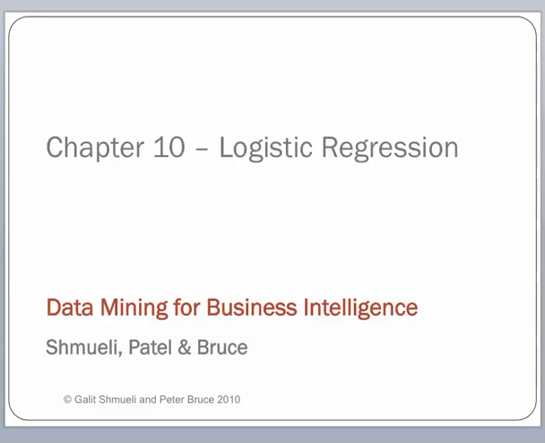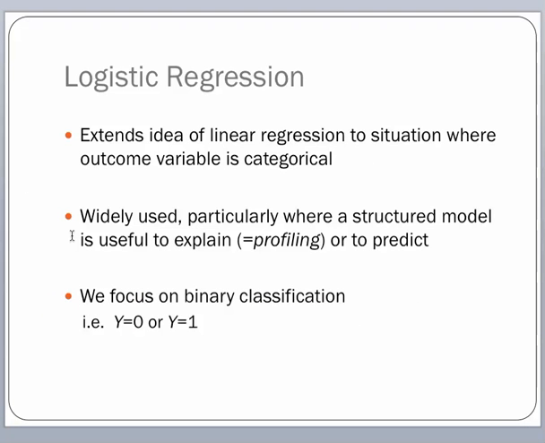Now we're going to discuss the chapter on logistic regression, which follows naturally if we've understood the basic concepts of multiple linear regression. Logistic regression extends the idea of linear regression to situations where the outcome variable is categorical. It's widely used, particularly when a structured model is useful to explain, profile, or predict, when you're classifying something as a 0 or 1 case or some binary case.